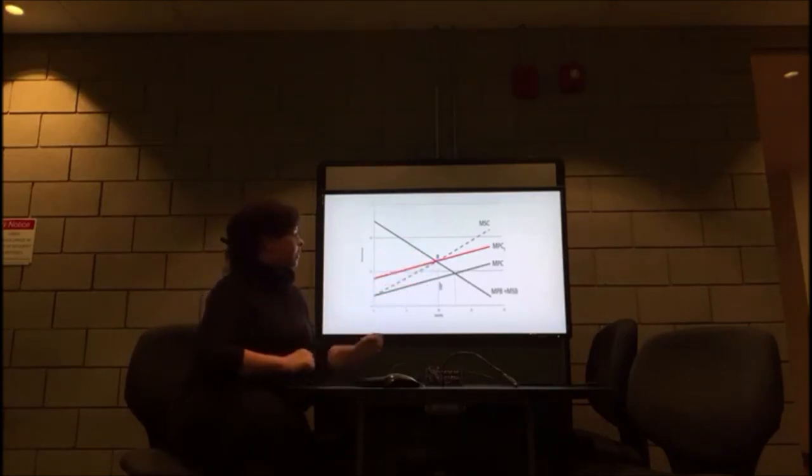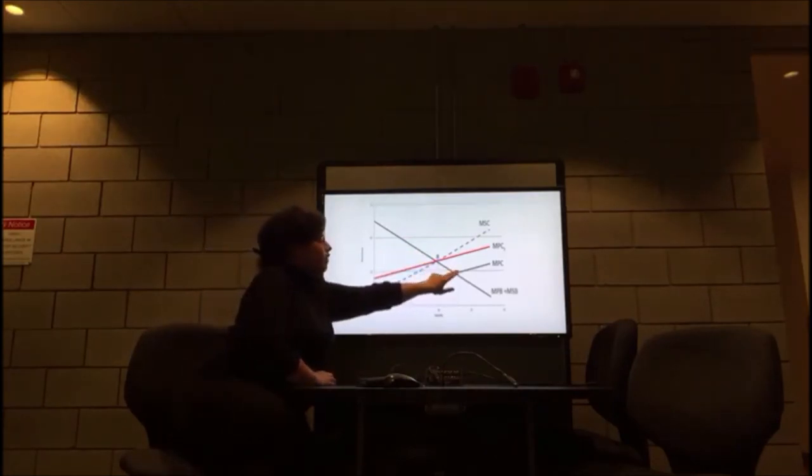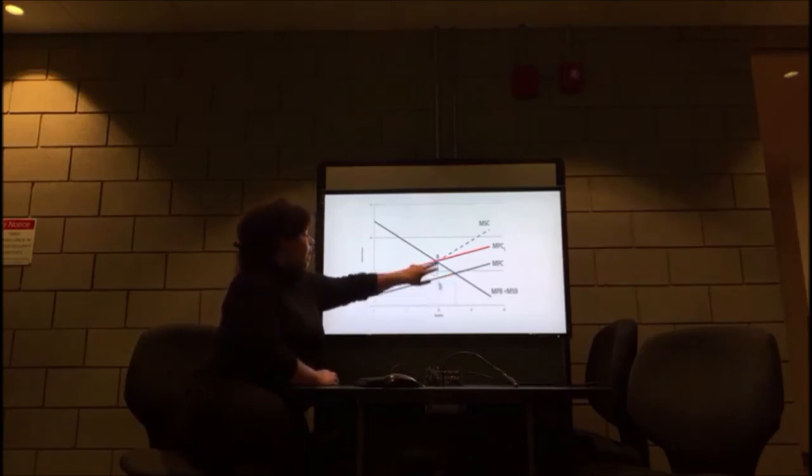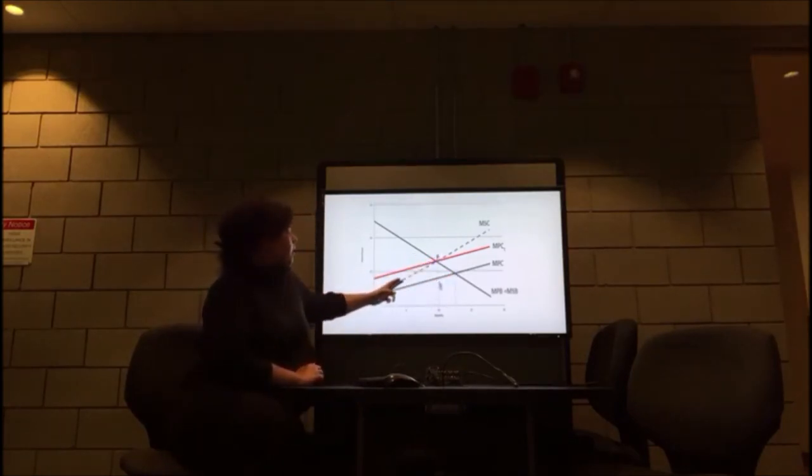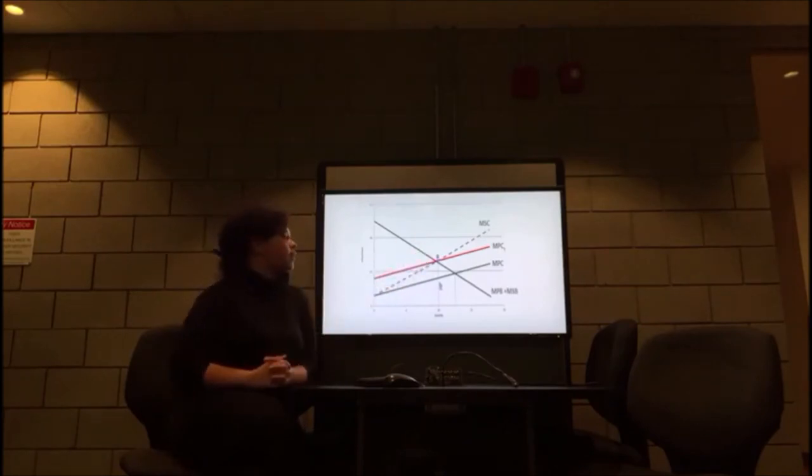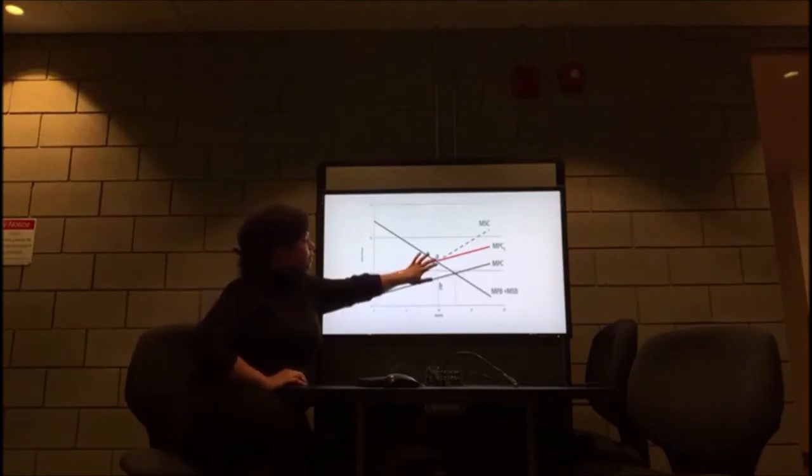I'm sorry, I forgot to say that here we have again the competitive equilibrium, and here we have the efficient equilibrium. And here we have what would be the marginal social cost. Again, you find the best point here.